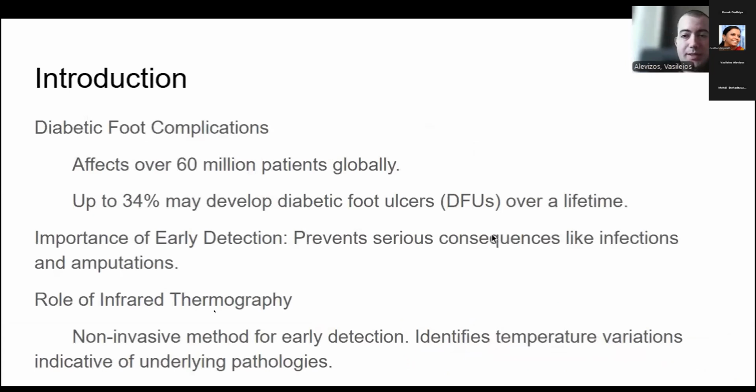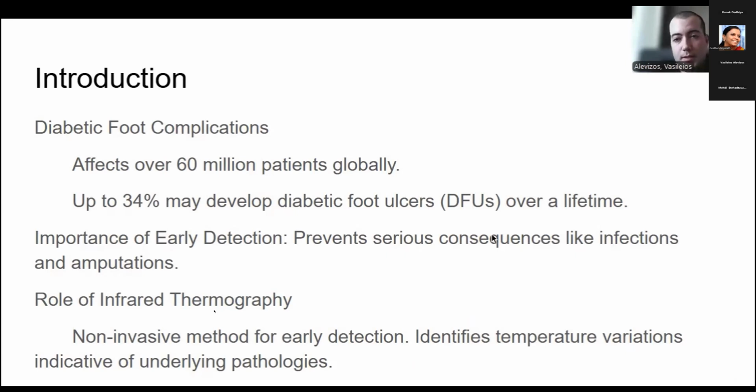Diabetic foot complications are a significant concern for patients with diabetes mellitus, affecting more than 60 million individuals worldwide. Over a lifetime, up to 34% of diabetic patients may develop diabetic foot ulcers, or DFUs. Key risk factors include peripheral neuropathy, peripheral arterial disease, and foot deformities. These conditions can lead to serious consequences like infections, osteomyelitis, or even amputation if undetected or unmanaged promptly. Early detection of these complications is very important to prevent severe outcomes.